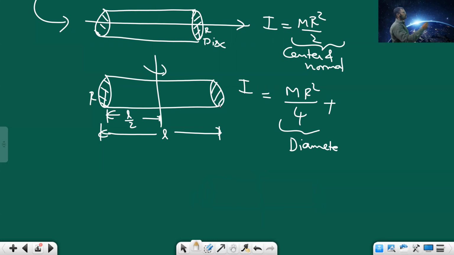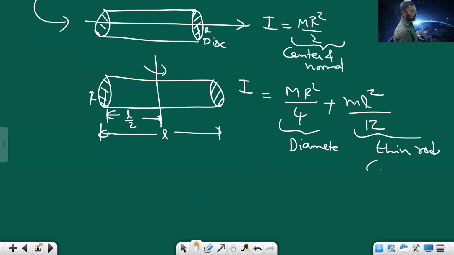And thin rod, it is a combination. Simply remember, a solid cylinder is a combination of thin rod and disk. So passing through center, perpendicular to length, it is nothing but ML square by 12. This is the formula for a thin rod passing through center and perpendicular to length.